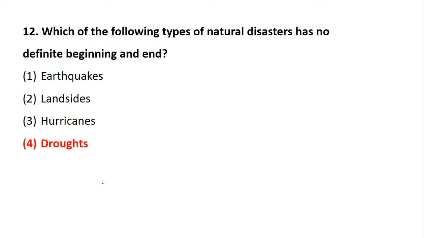Shabna, be careful. Beginning here means no indication. They are talking about indication. Whether it is earthquake, landslides or hurricanes, we get an indication. The meaning here is indication. It is not talking about anything else. In all the above three, we get an indication. But in drought, there is no actual indication when it can come and when it can go.